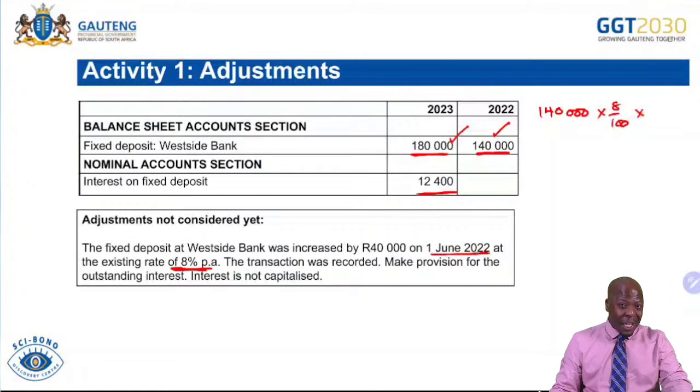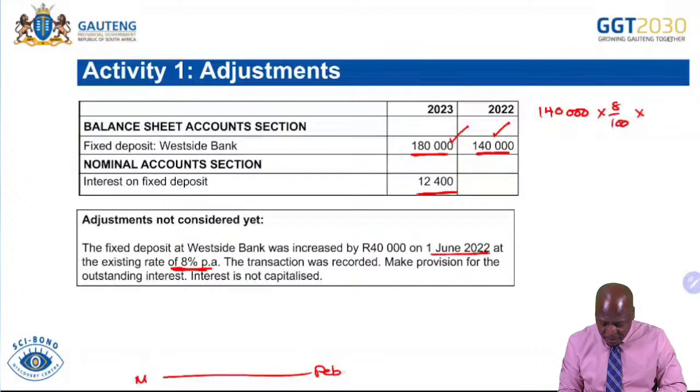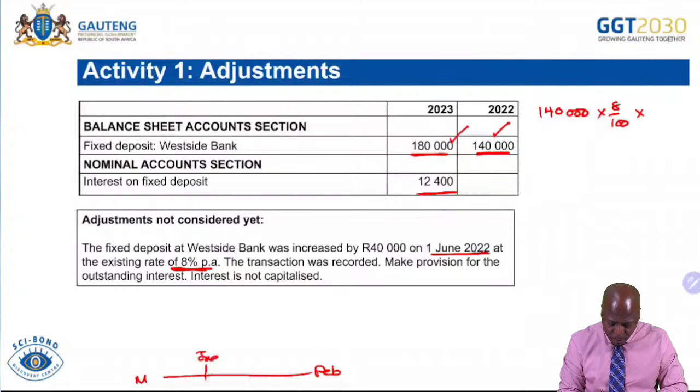When is the financial year beginning? Remember that? March. And when is it ending? February. So we are beginning from March, the beginning of the financial year. All right, let's write it down. The financial year begins in March and it ends in Feb. However, the fixed deposit was increased on the 1st of June.